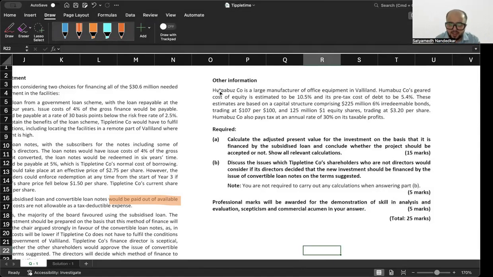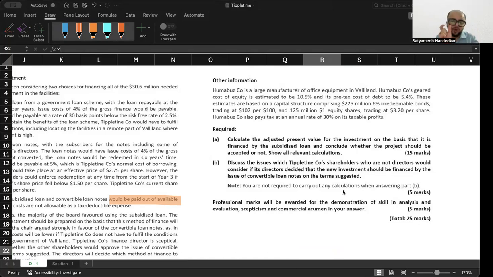What is that data? They have given you information about another company whose cost of equity is 10.5 and its pre-tax cost of debt is 5.4. These estimates are based on a capital structure comprising 225 million of 6% irredeemable bonds trading at 107, and they have given the capital structure. Basically, here again, you don't have cost of equity of your company, but you have cost of equity of another company. Okay, now the cost of equity of another company is given to you.